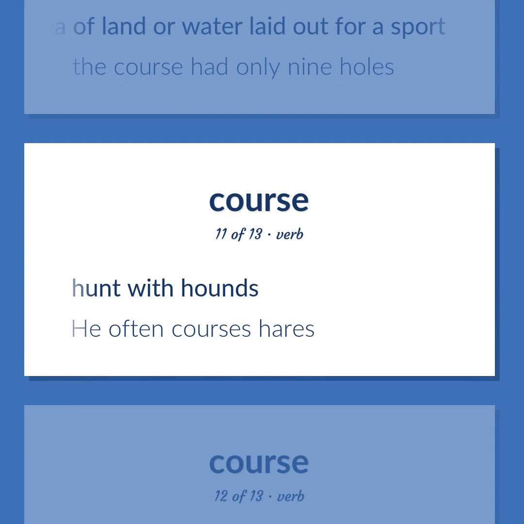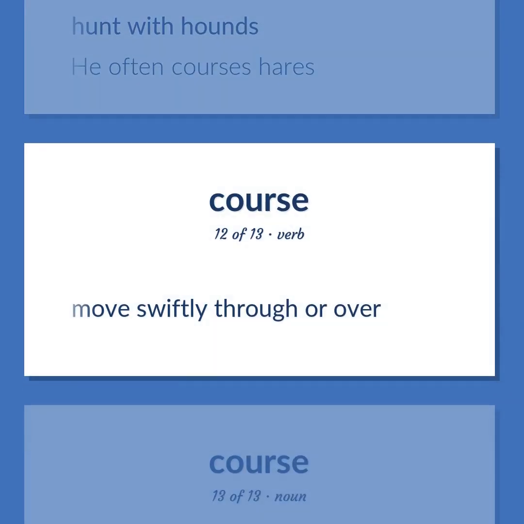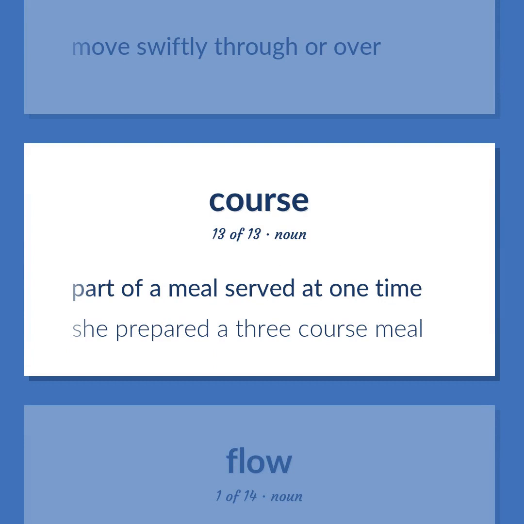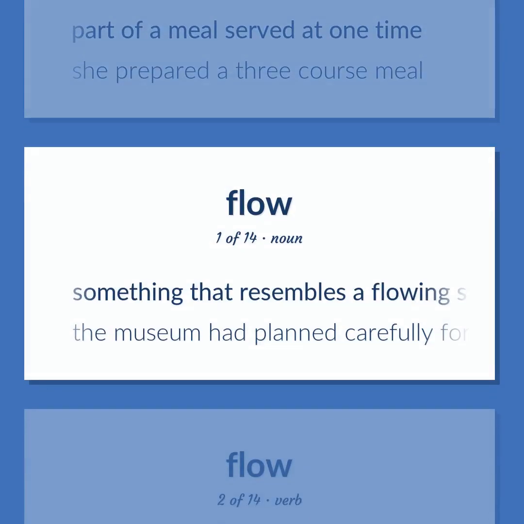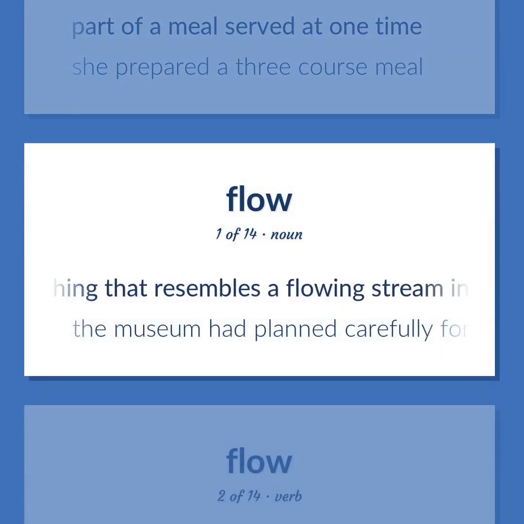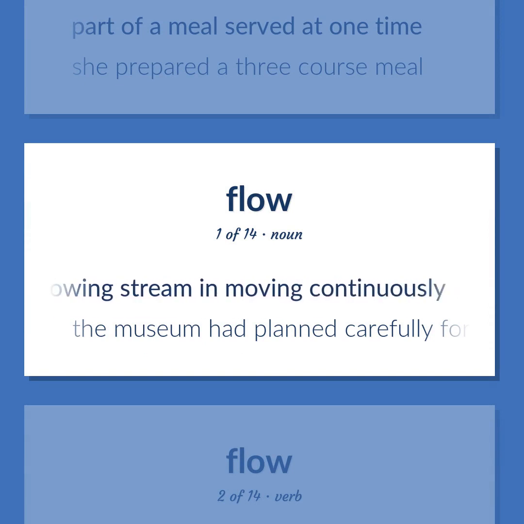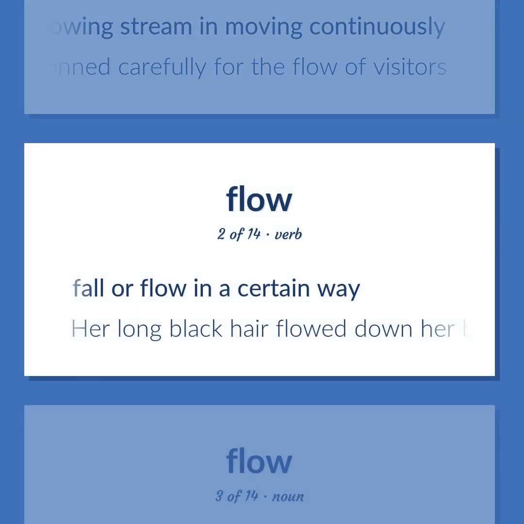Hunt with hounds. He often courses hares. Move swiftly through or over. Part of a meal served at one time. She prepared a 3-course meal. Something that resembles a flowing stream in moving continuously. The museum had planned carefully for the flow of visitors. Fall or flow in a certain way. Her long black hair flowed down her back.